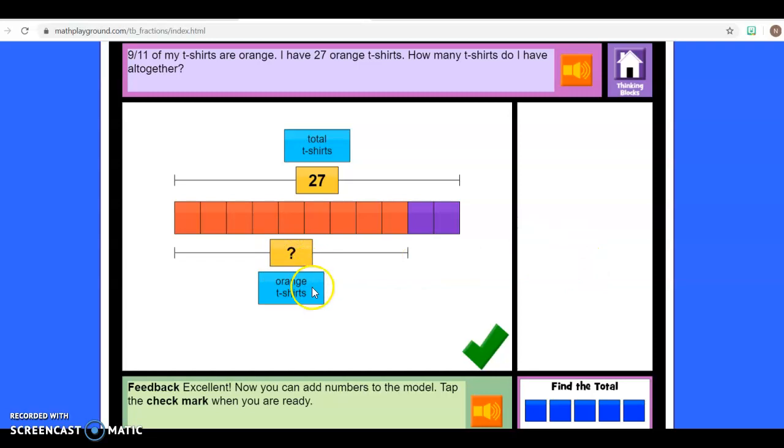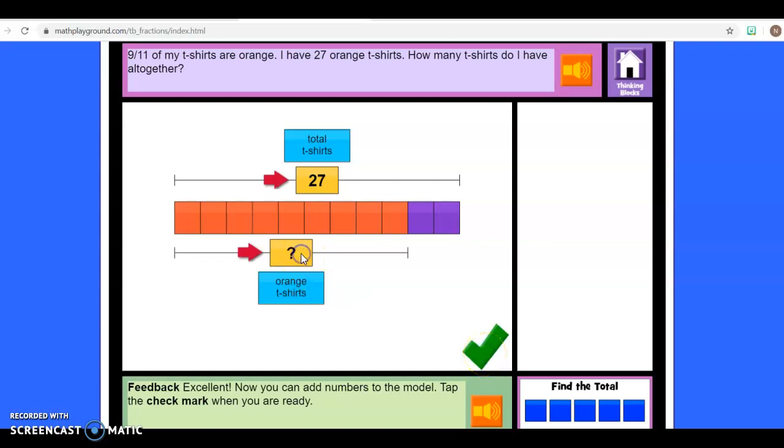I think that's wonderful. So many times with word problems, kids can't figure out what is necessary, what they are looking for. So this little program spells it out right there, says exactly what they're looking for. Okay, now you can add numbers. Tap the check mark.